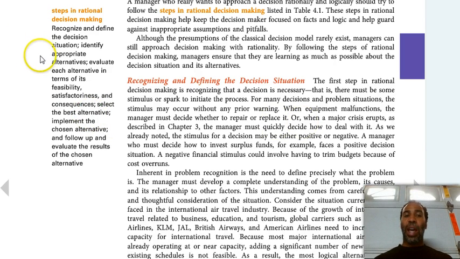So, to recognize and define the decision situation, identify appropriate alternatives, right? So what's alternative A, B, and C? Evaluate each alternative in terms of its feasibility, right? If A is the best choice, but there's no way we could do A, then B is going to be our choice. Satisfactoriness and consequences. Select the best alternative, implement the chosen alternative, and follow up and evaluate the results of the chosen alternative, right?